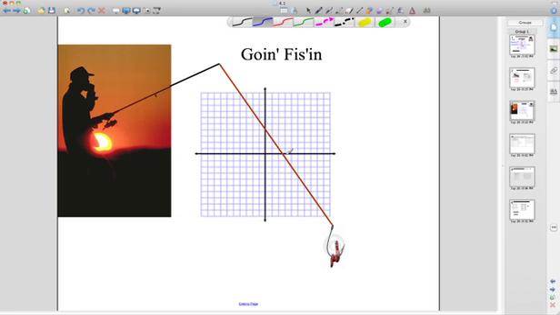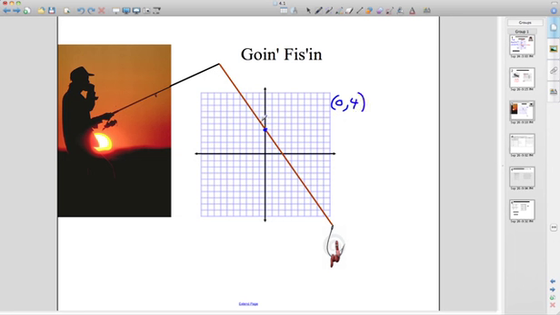So let's go fishing for some points. I think the easiest point to see right off the bat is maybe right here where it's crossing the y-axis. So this is a good one to start with. What are the coordinates at this point? Well, it looks like I go over 0 and up how much? 1, 2, 3, 4. So this is a possible point. So I could say there's a point on my line.